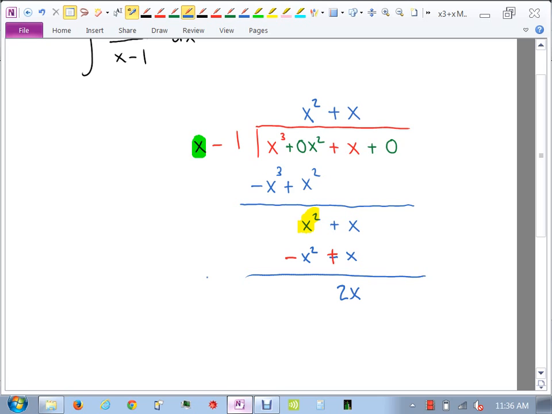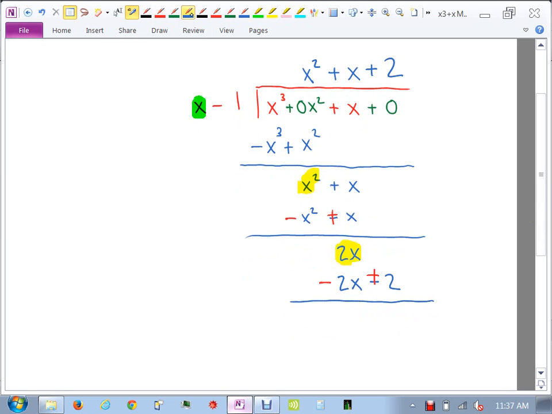And we ask ourselves again, what do you multiply x by to get this time 2x? Plus 2. 2 times x is 2x. 2 times negative 1 is negative 2. Change signs. Add down. What do you get? 2. Now I ask myself, what do I multiply x by to get 2?